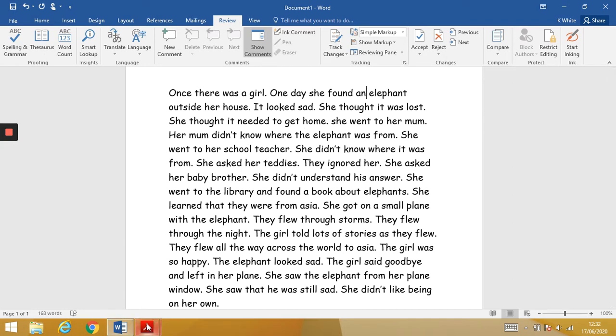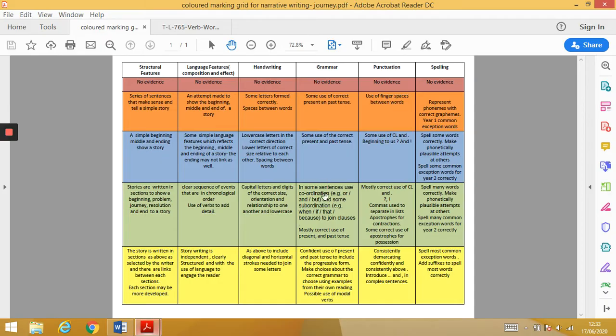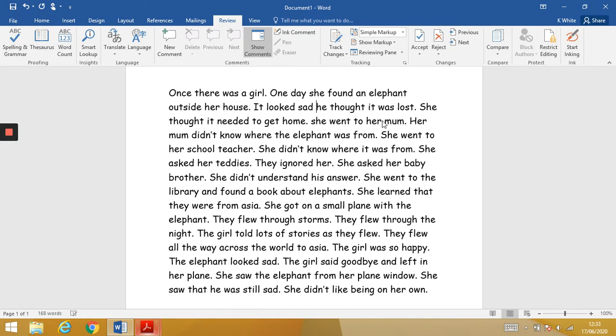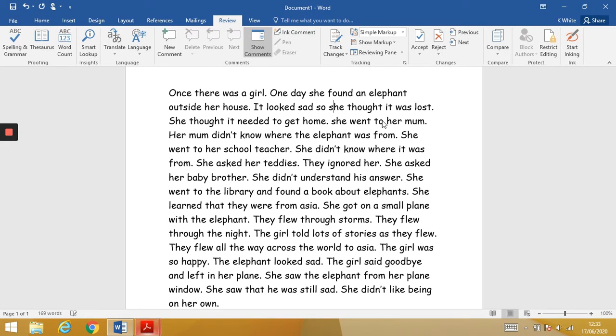What I'm going to do is look back at my choice of conjunctions here. Now to make a compound sentence, I can use something like and, but, or I can even use so. So I'm going to write here, once there was a girl, one day she found an elephant outside her house. It looked sad, so I'm going to get rid of my capital letter and my full stop. I'm going to write, so she thought it was lost. She thought it needed to get home. She went to her mum. Her mum didn't know where the elephant was from.